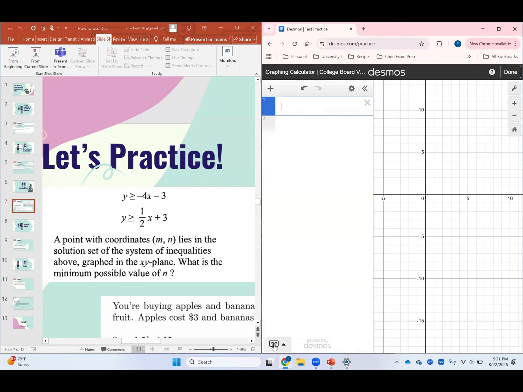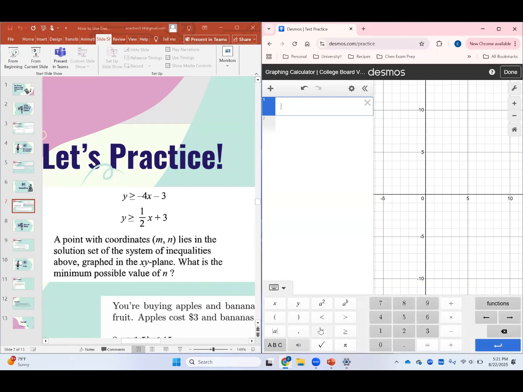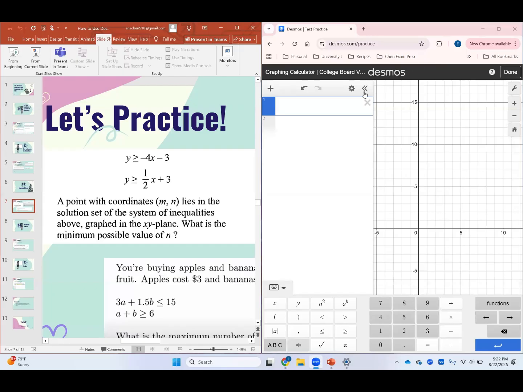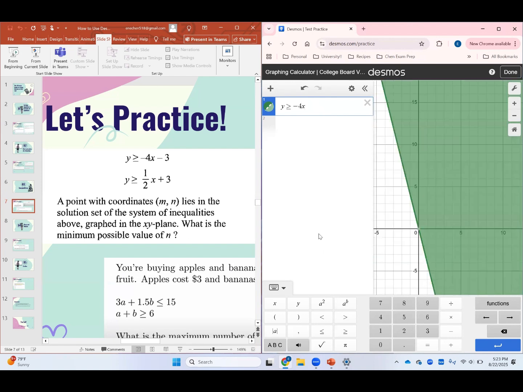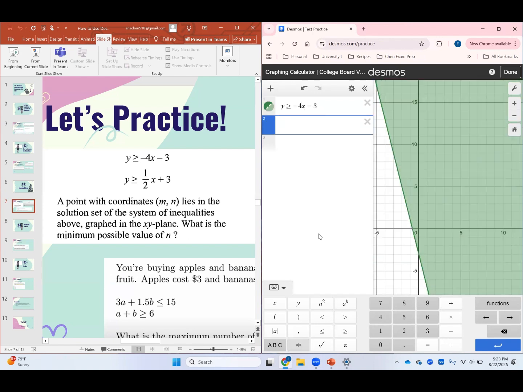If you go down to the bottom left corner of the Desmos calculator, there's a button that says show keypad, and it lets you input all these different inequality symbols. This can be really helpful when you're faced with questions like this. So I'm going to plug each of those inequalities into Desmos. Starting with the first one, y is greater than or equal to -4x - 3. And then the other one, y is greater than or equal to 1/2 x + 3.